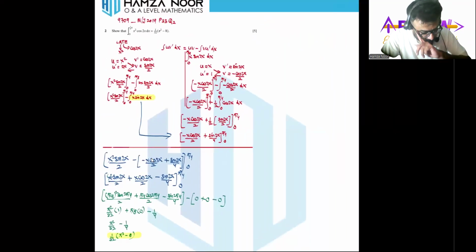Okay, so this was a question based on integration by parts from the attempt May-June 2019, paper 3 variant 3.